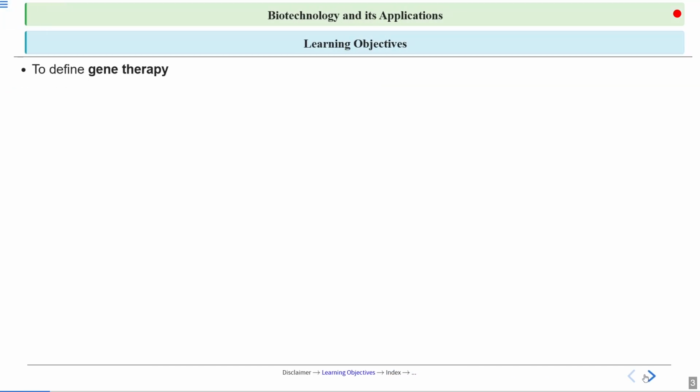What are going to be today's learning objectives? First, we will define what gene therapy is. We have talked about this word gene therapy a lot in the previous chapter, but today we are going to learn it with the help of an example. We will also see a historical context of gene therapy, in which we will see how it was used to cure a 4-year-old girl who was suffering from a genetic disorder.